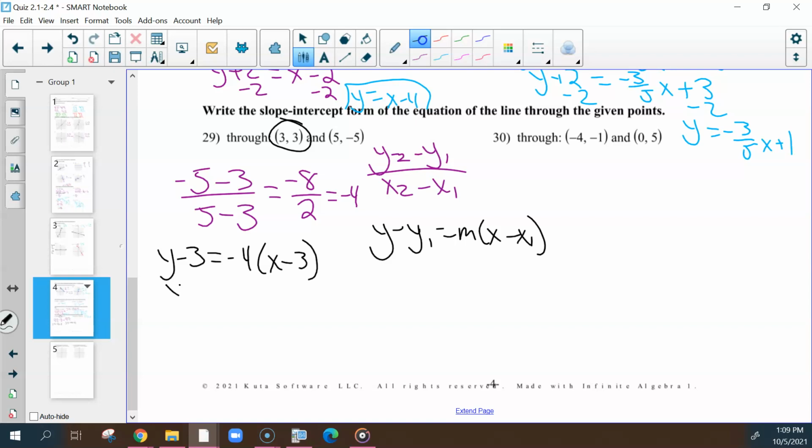Distribute. And get y by itself. So y equals negative 4x plus 15 was your final answer for that one.